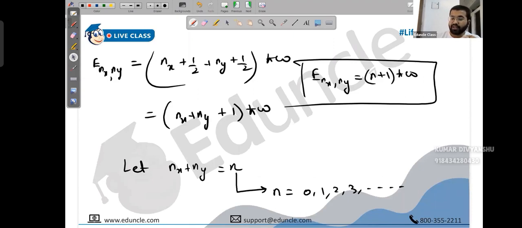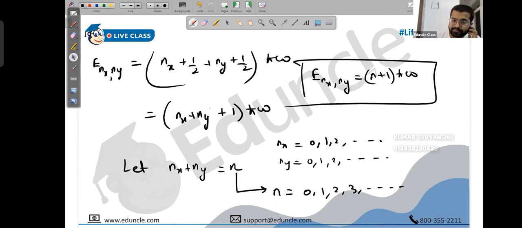I hope you are understanding this. Remember, nx and ny also start from 0, 1, 2, 3. They are any quantum numbers, but n will also be a quantum number this time. So the ground state will be when n is 0. The first excited will be when n is 1. The second excited will be when n is 2. So that idea is not changing in the harmonic oscillator. That's less confusing this time.